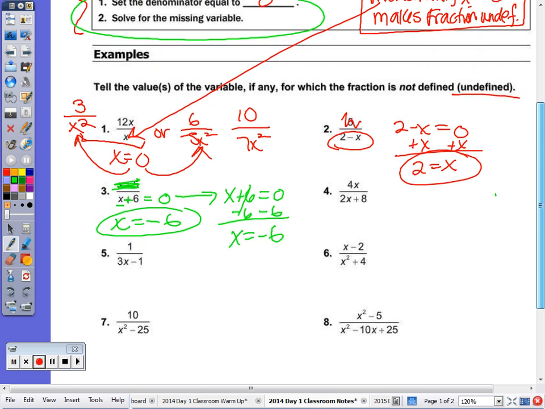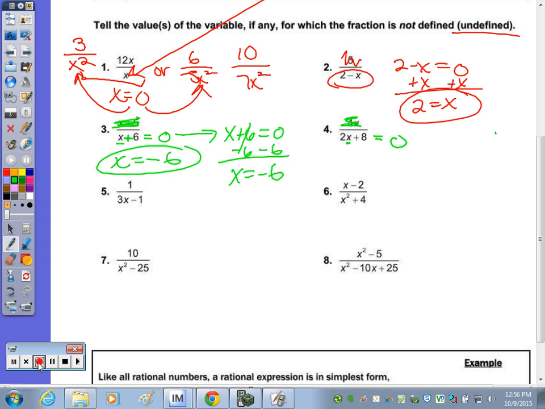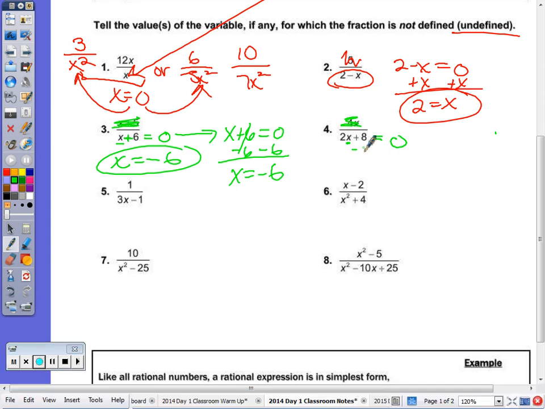Moving on to 4. We're getting a little bit harder. And I know we're looking at when the fraction's undefined. We don't need to look at the numerator. What do I multiply 2 by and add 8 to get 0? When solving for x, subtract 8. 2x is equal to negative 8. Divide by 2, and x is equal to negative 4.